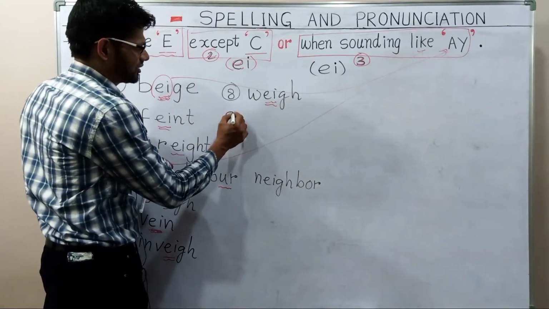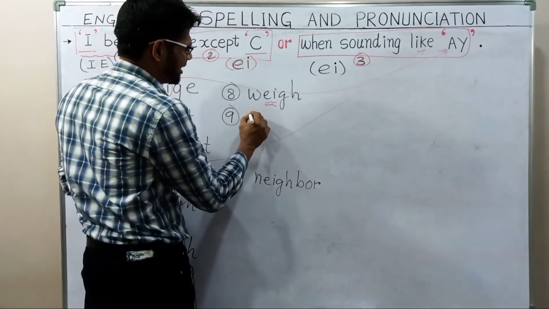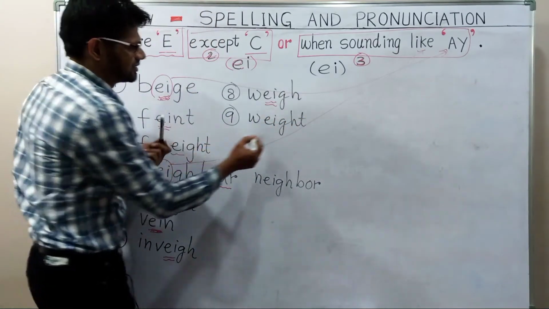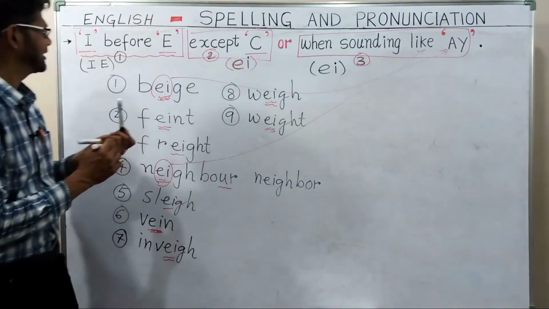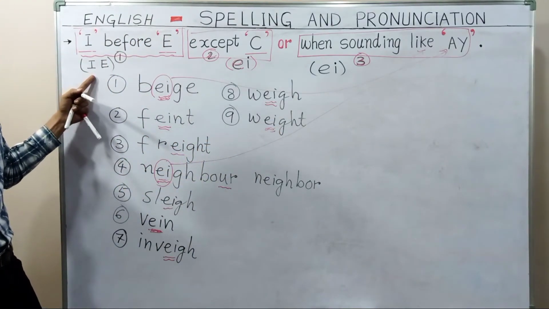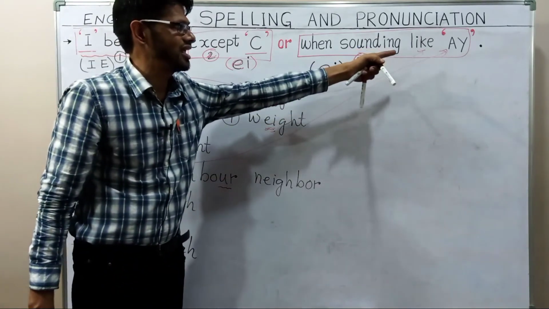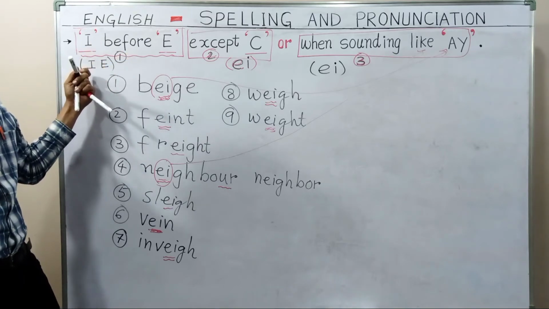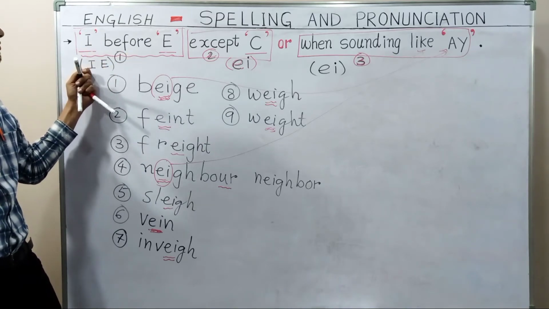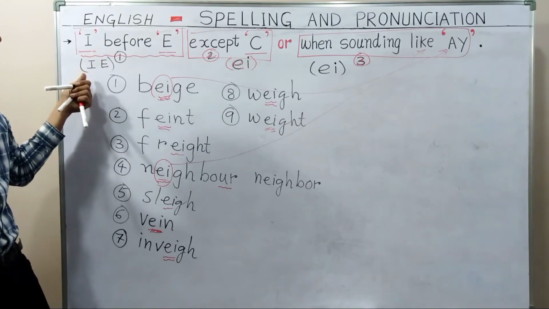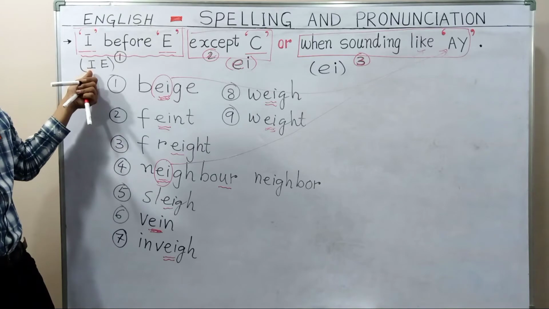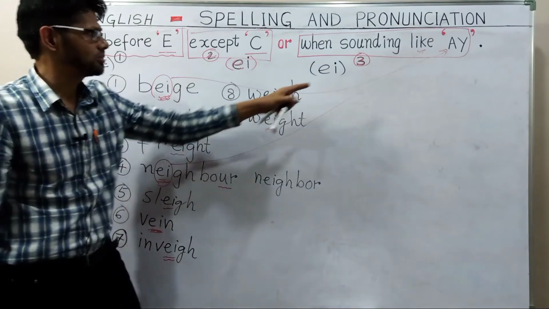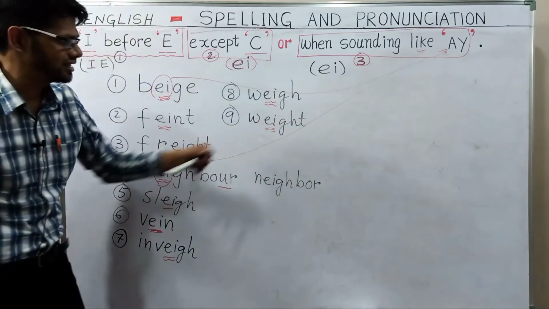One more example, weight, W-E-I-G-H-T. Same thing, you can understand here, E and I. Why are we not writing I-E? Because it is producing the A sound, whereas in I before E words, the sound is different. Believe, achieve, the IE sound. So here is a different sound, but here is the A sound. That is the reason we have to write E and I.